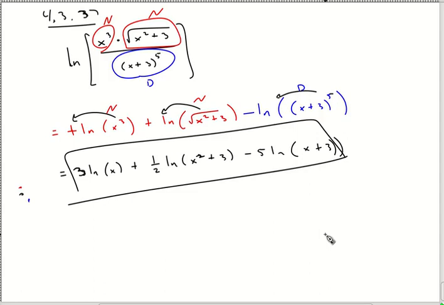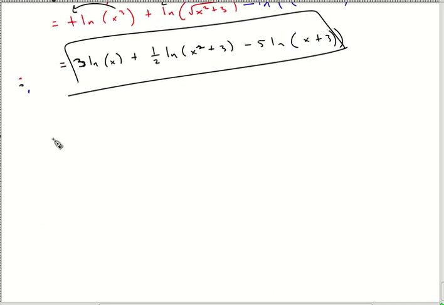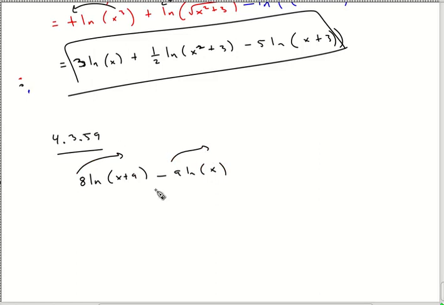Now we're going to go in reverse. We're going to condense. So we're going backwards from what we just did a second ago. And so 8 ln of x plus 9 minus 9 ln of x, and we're going to condense. We're going backwards here. So first off, going backwards means we're going to start with the powers, because that was the last step in the expanding part. Now it's going to be the first step when we're combining these things back together.